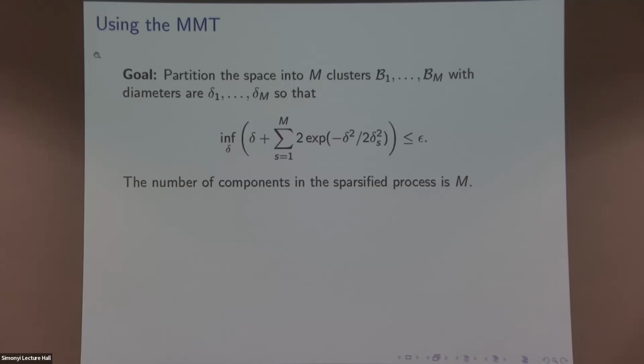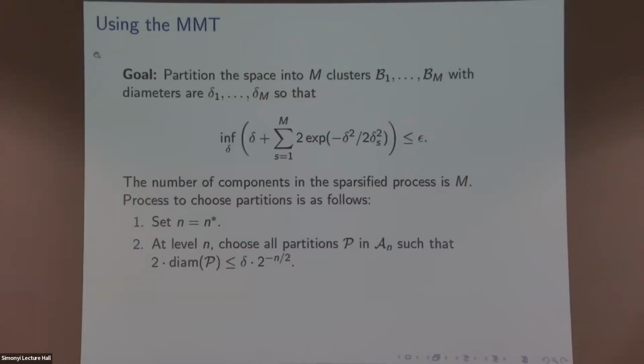And what I have to do now is to choose the clusters using the majorizing measures theorem. The way I'm going to do it is fairly obvious. You first set some n equal to n star. N star is like the base value, where we'll start looking at the majorizing measure theorem. It will be like log 1 over epsilon.